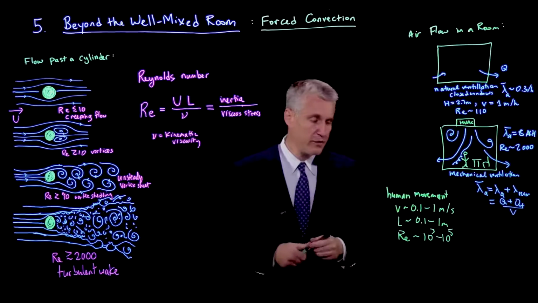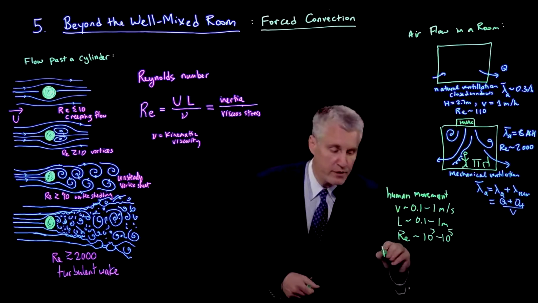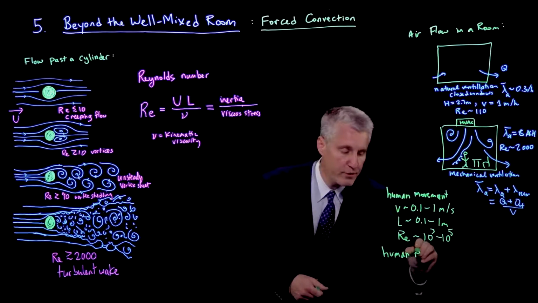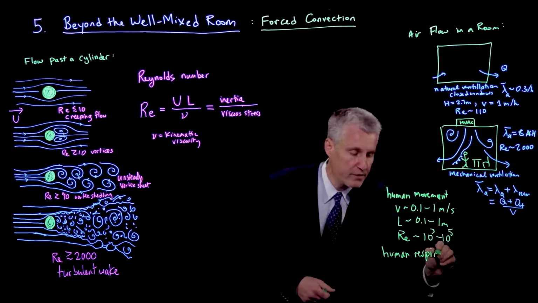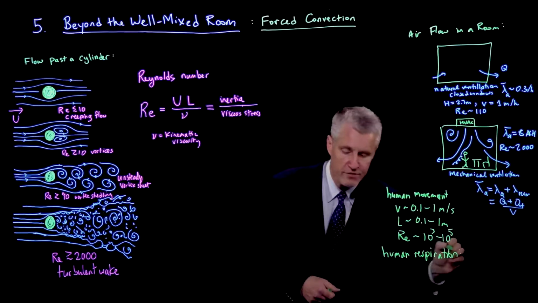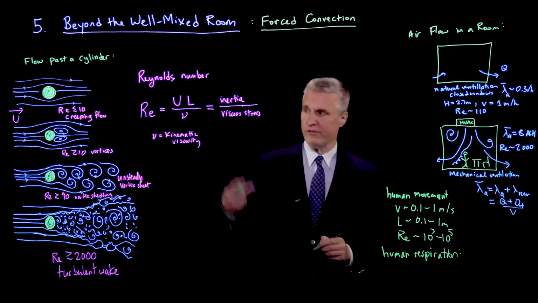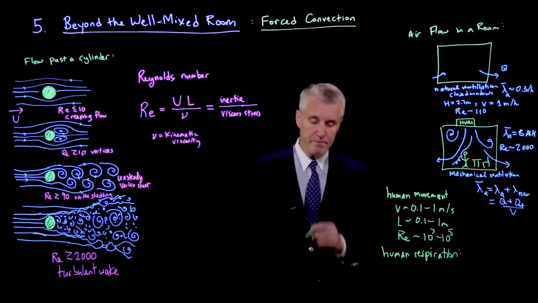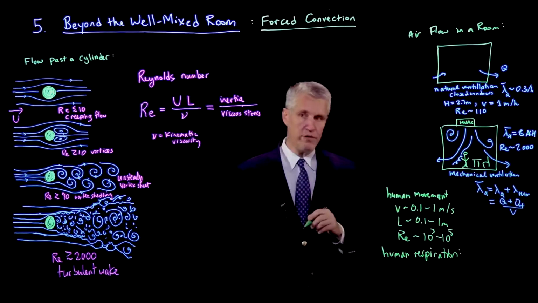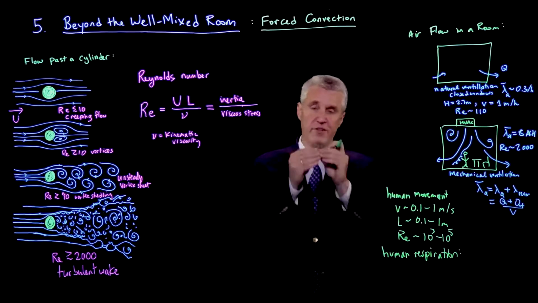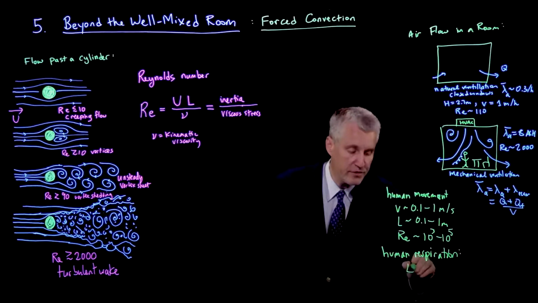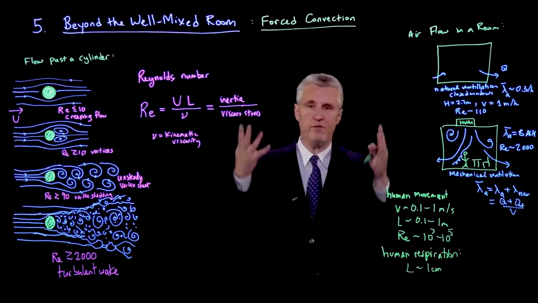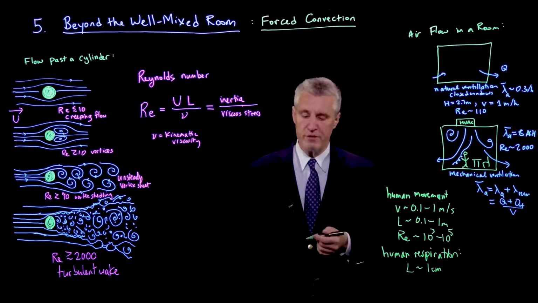Another one to think about, which we will come back to, is human respiration, so the fact that you're breathing. We will come back to this more carefully, but we can still think about it in terms of the Reynolds number right now. So if you imagine just the flow that is leaving your mouth, in this case your length scale is on the order of 1 centimeter. So maybe the area of your mouth that's open is maybe several centimeters.